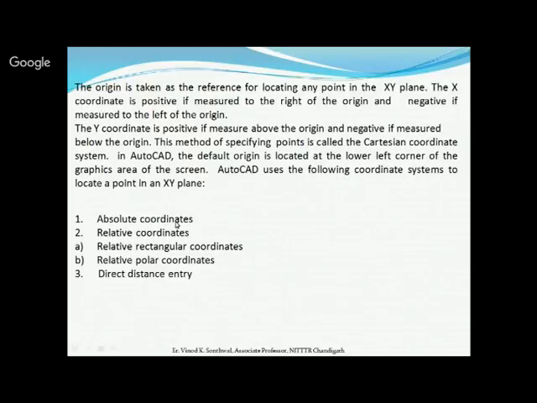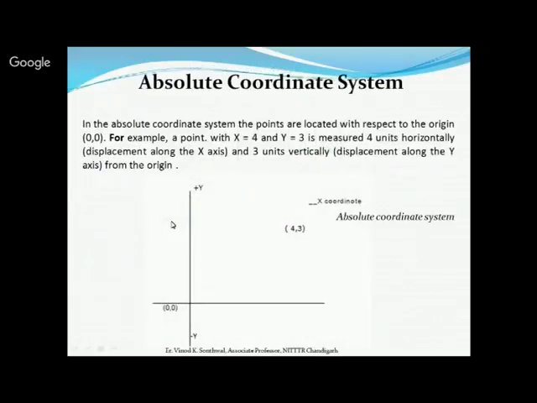In the case of the absolute coordinate system, this will go with reference to the origin. So if I want to draw a point at a distance of x is equal to 4 and y is equal to 3, this is with reference to the origin. The coordinate of the origin is 0 and 0. So if you want to draw a rectangle with the help of the absolute coordinate system, this will take the reference from the origin.